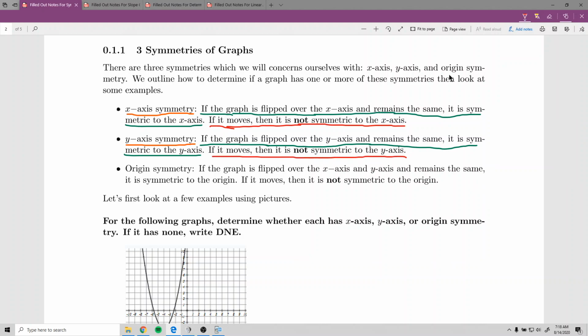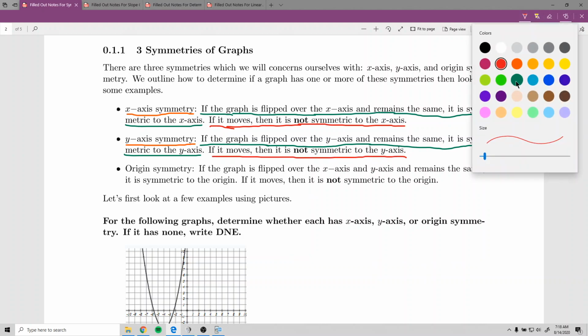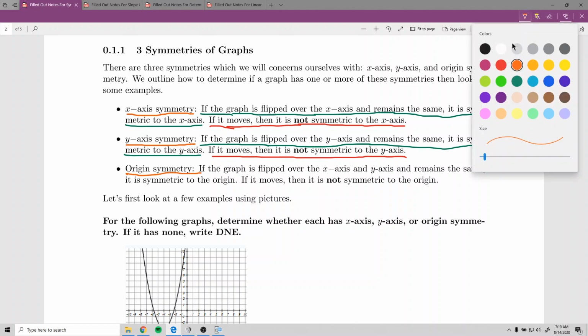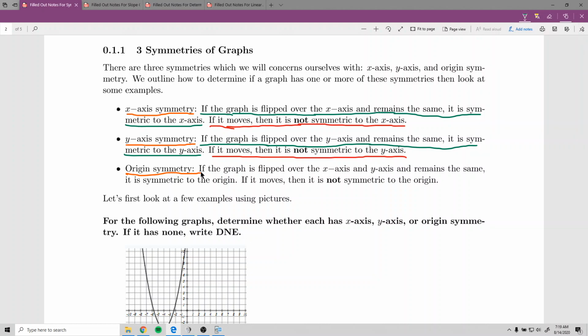Now for origin symmetry, there's a lot of ways to think about this. I prefer, since we talk about x and y-axis symmetry, to just go off those. So really one way to think about it is if a graph is flipped over the x-axis and y-axis and remains the same, it is symmetric to the origin. If it moves, it is not symmetric to the origin.